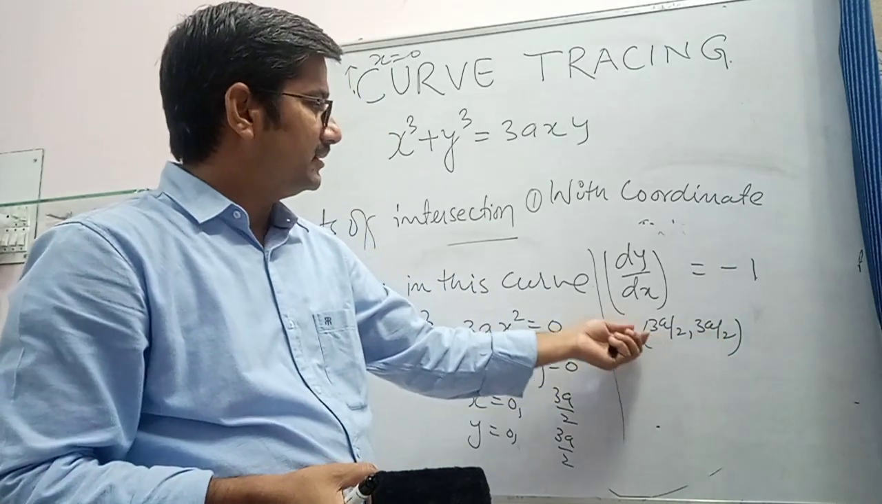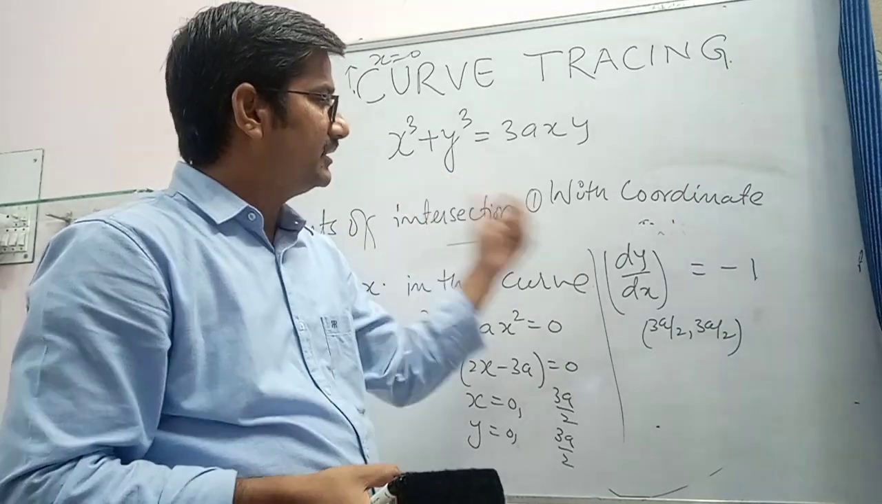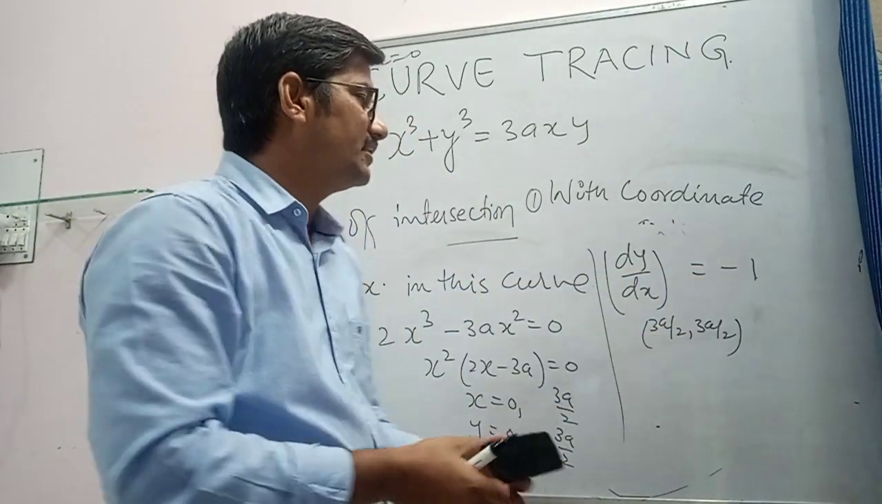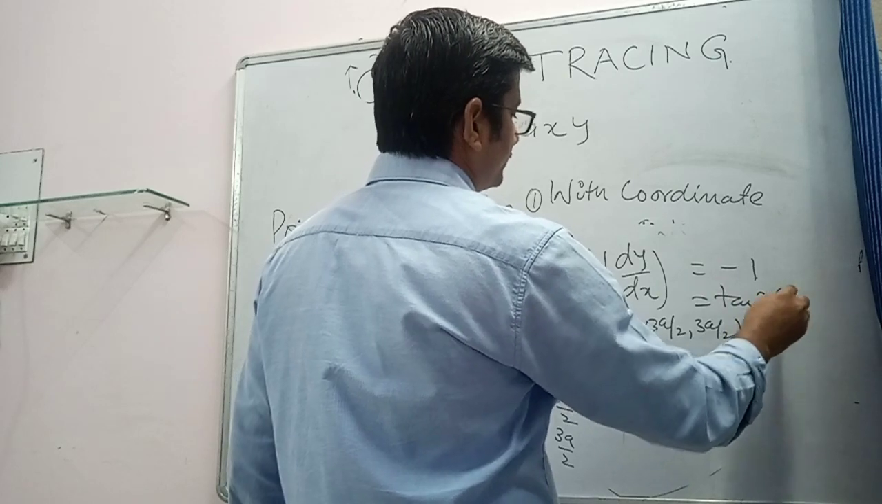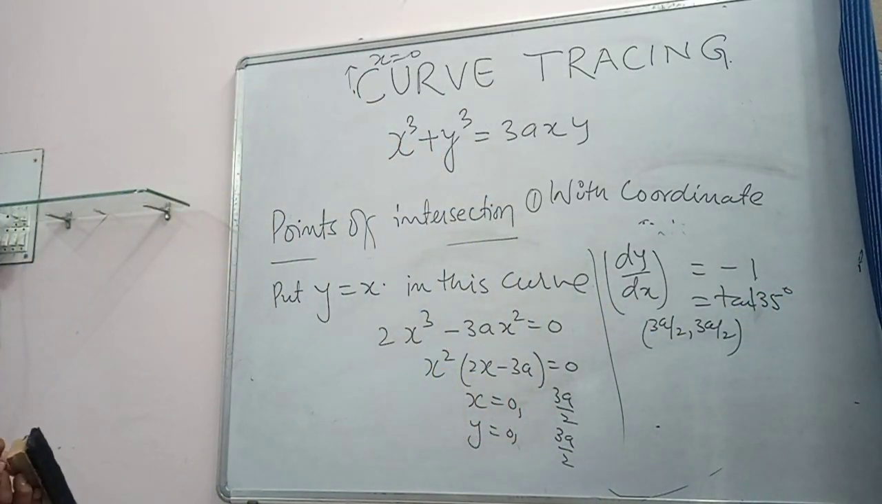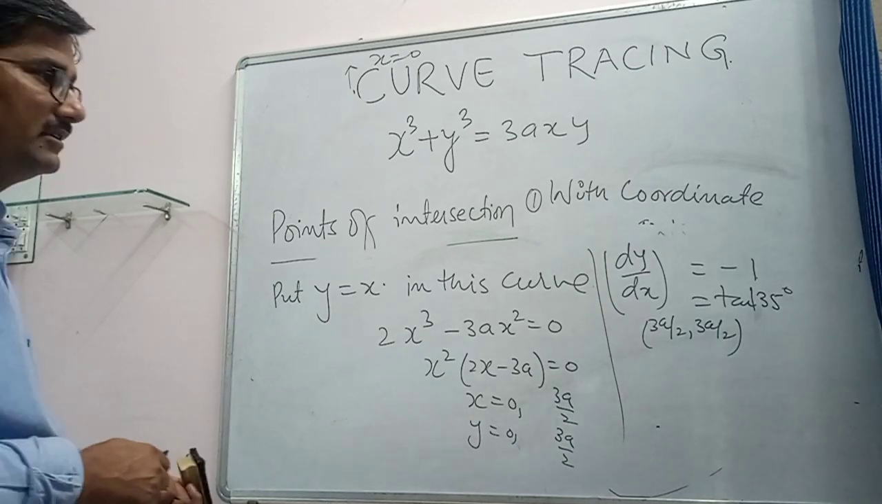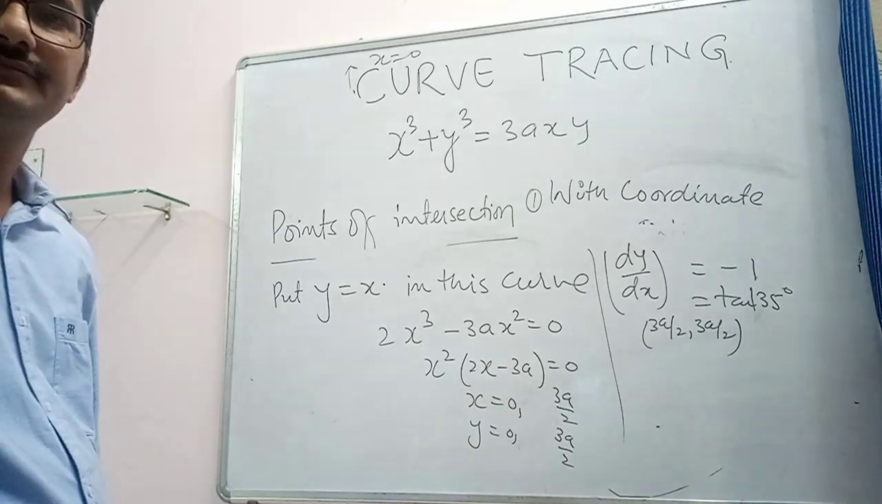So at this point, 3a by 2, 3a by 2, dy by dx for the given curve is equal to -1. It means it is tan 135 degrees. So the tangent makes an angle of 135 degrees with the positive direction of the x-axis.